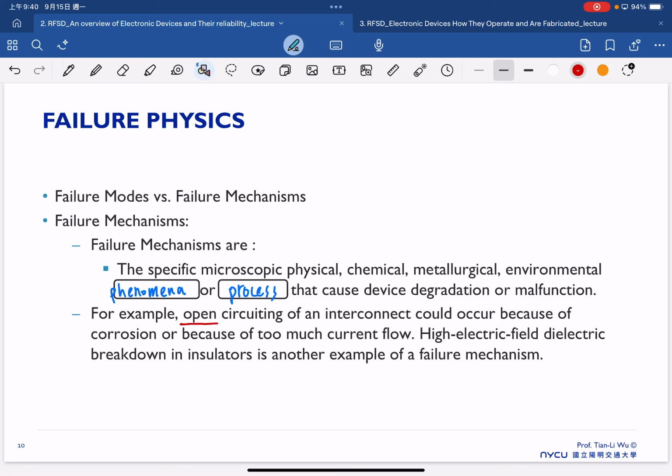For example, an open circuit of an interconnection could occur because of several possible mechanisms. One is corrosion. The second is too much current flow. So therefore, the open circuit is the failure mode, and the corrosion and the high current flow are the mechanisms.